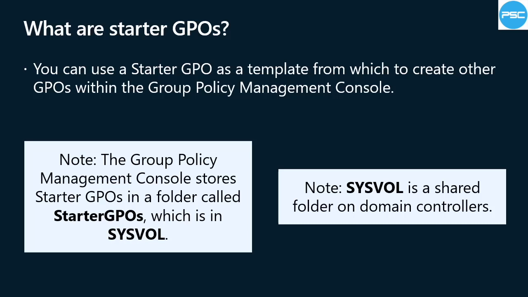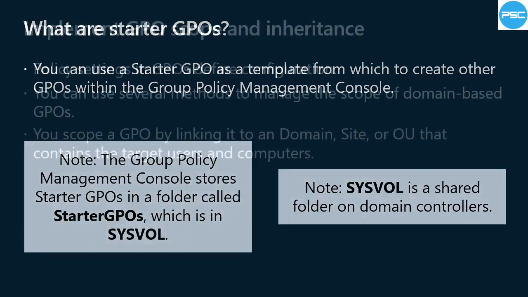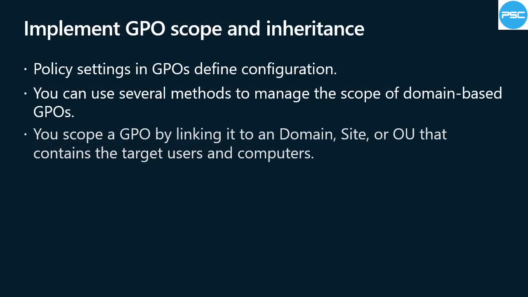The Group Policy Management Console stores starter GPOs in a folder called Starter GPOs, which is in Sysvol. Sysvol is a shared folder on domain controllers. ADDS includes pre-configured starter GPOs for Windows client operating systems. These starter GPOs have administrative template settings that reflect best practices that Microsoft recommends for the configuration of the client environment. Policy settings in GPOs define configuration.